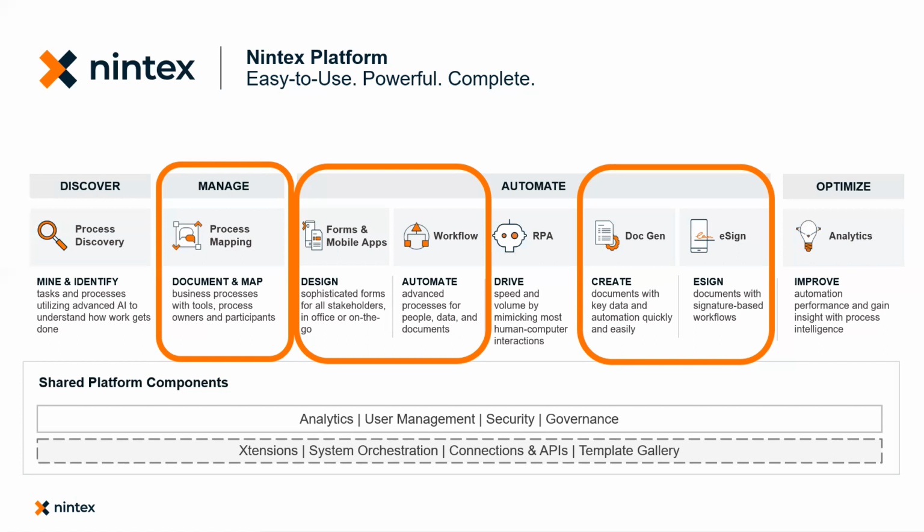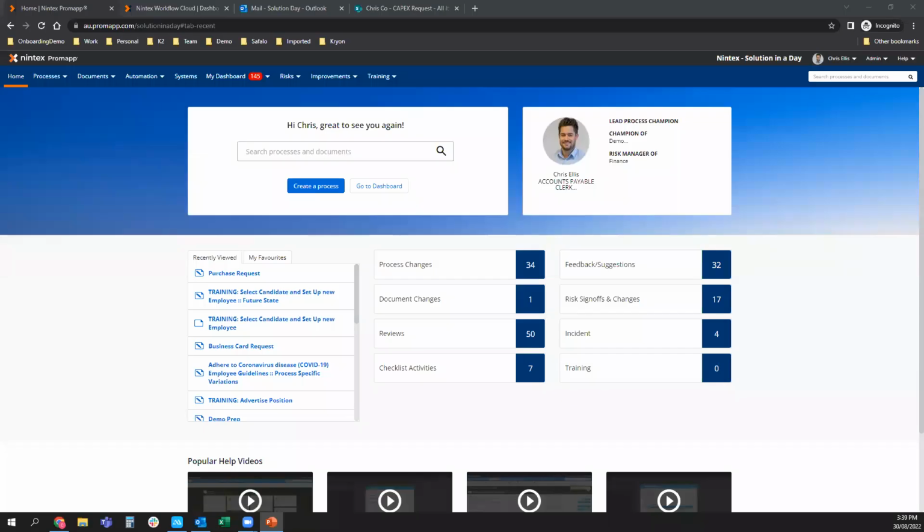And for any legacy or highly repetitive practical examples, we have RPA, so the ability to connect to applications that may not be API friendly, web service friendly, or ordinarily require a human to perform a set of actions. So we're going to start in Nintex ProMap.